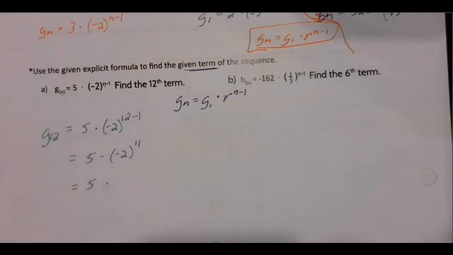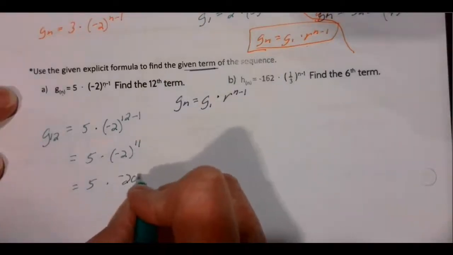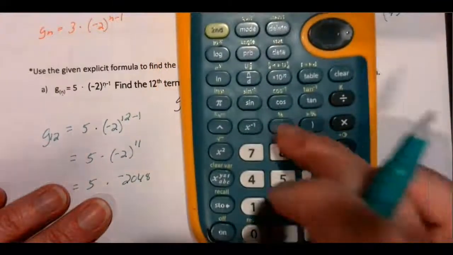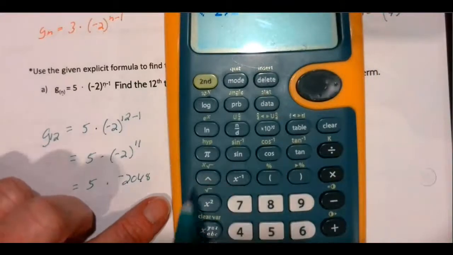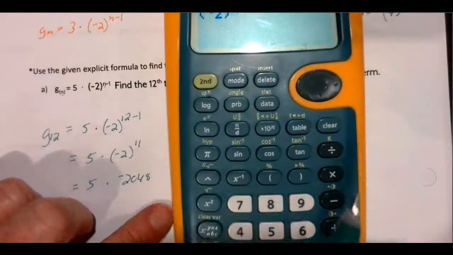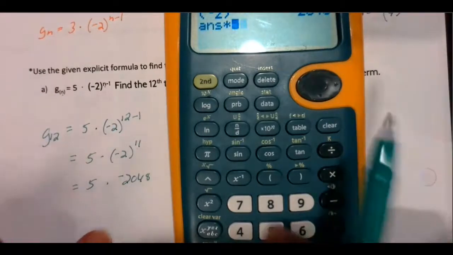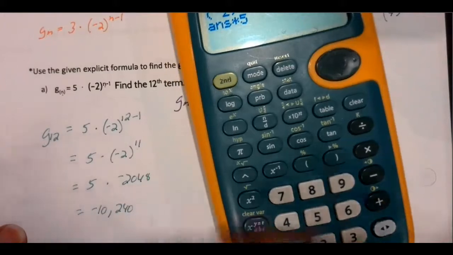So we can take negative 2 to the 11th power. And hopefully you all remember how to do that. Let me show you what we do again. Usually, I'm going to do it just so we show good practice. I'm going to go parentheses, negative 2, parentheses. I'm going to use this button right here, that tent, to the 11th power. And I get negative 2,048. I take that times 5. And we get negative 10,240. That is g sub 12.